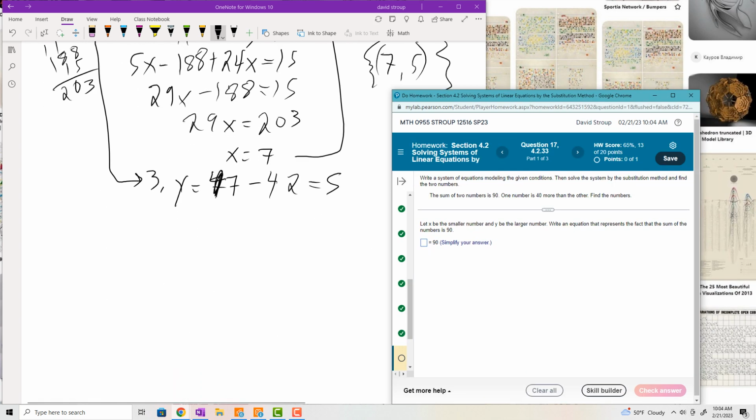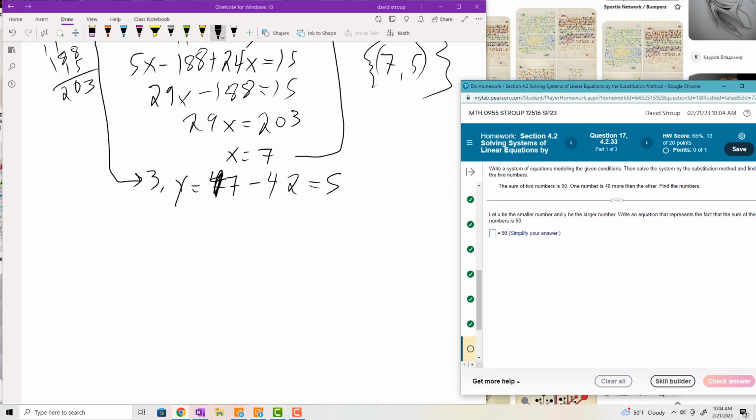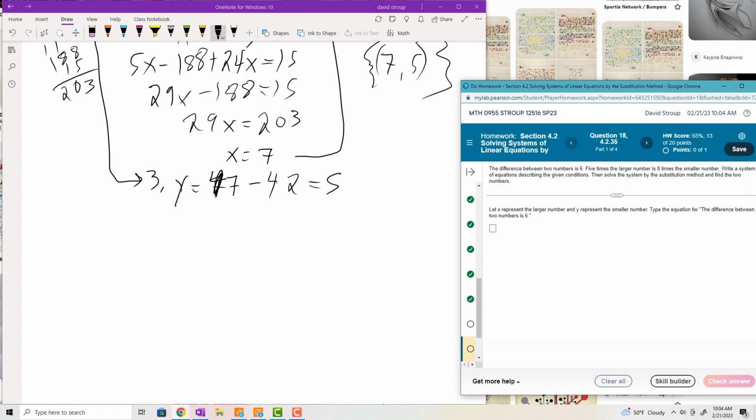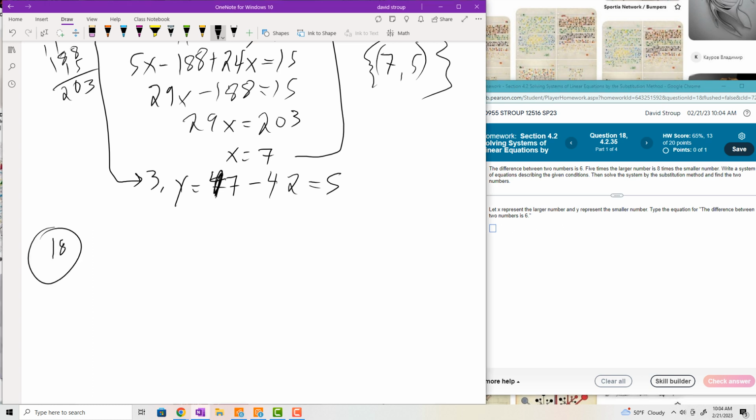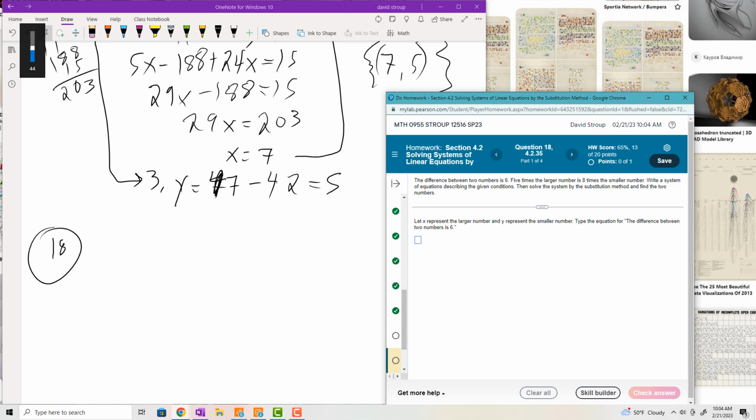All right, the next problem looks like it's kind of going towards story problem land. Let's look at number 18. So they're giving you English, and you have to translate it into 2 sentences, and then it's going to be a system of equations. The difference between 2 numbers is 6. 5 times the larger number is 8 times the smaller number. Write a system of equations for the 2 numbers.